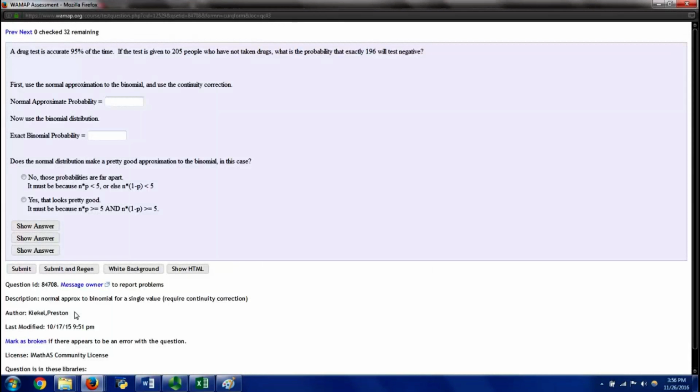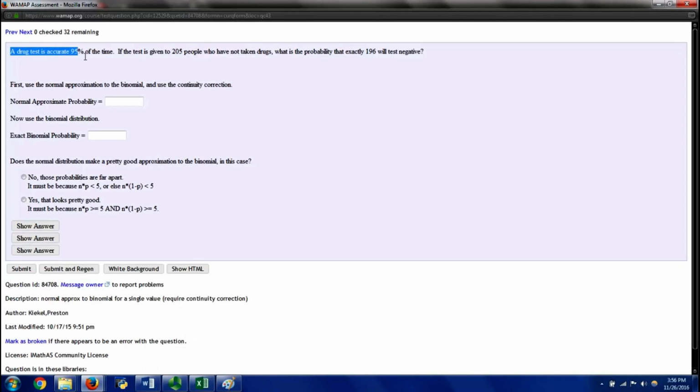I want to show you now how to use the normal probability distribution to approximate the binomial, which you can do under certain circumstances. Specifically, you can do it when np and nq are both large, where q is defined by 1 minus p. So let's just dig in.